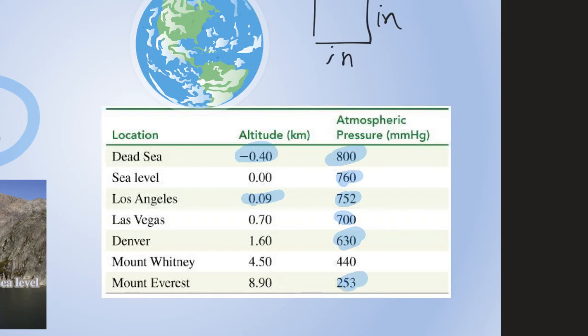And then all the way down to Mount Everest is only 250. That's essentially 1/3 the pressure at sea level. And this is why people who are trying to climb Mount Everest need breathing apparatuses in order to do it, because there's so little air, there's so little pressure that they just can't breathe.